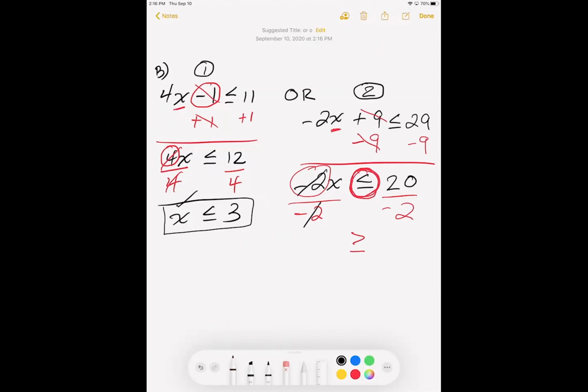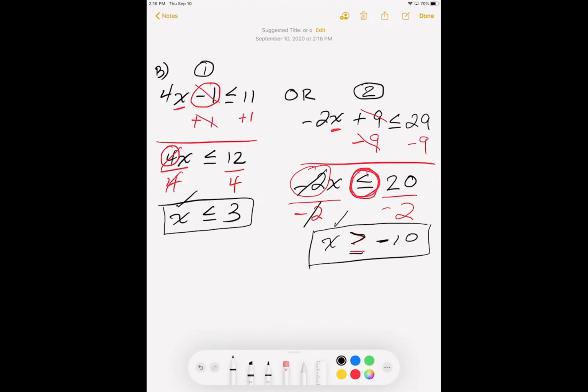-2 over -2 cancel out, which will give me my x. And because I divide by a negative, my inequality becomes greater than. And 20 divided by -2 will give me -10. And be careful, ladies and gentlemen, this is what I have. I make a mistake. It's fine.